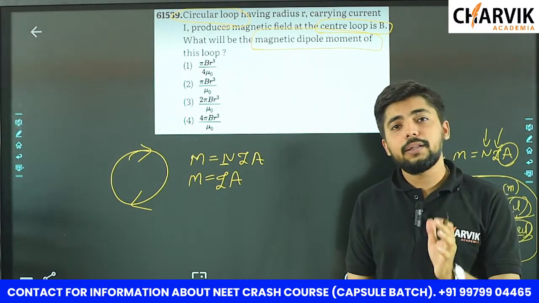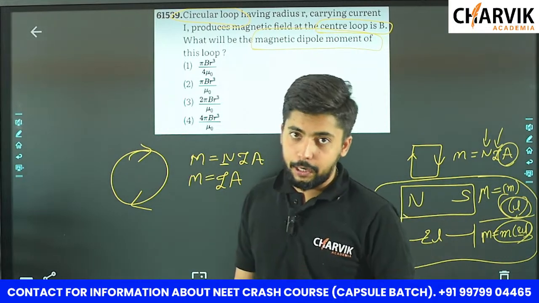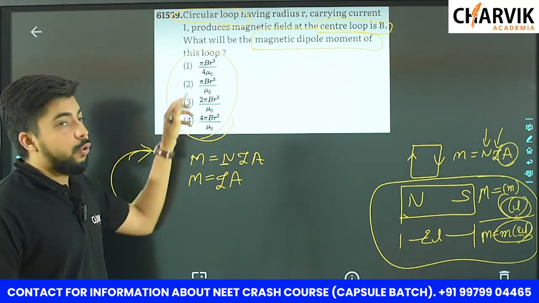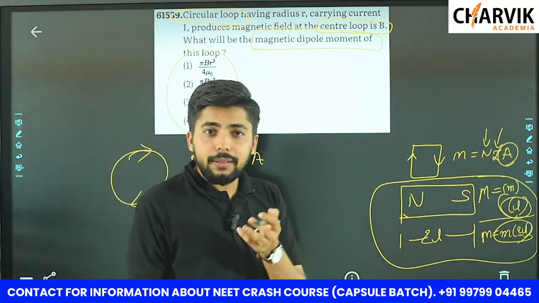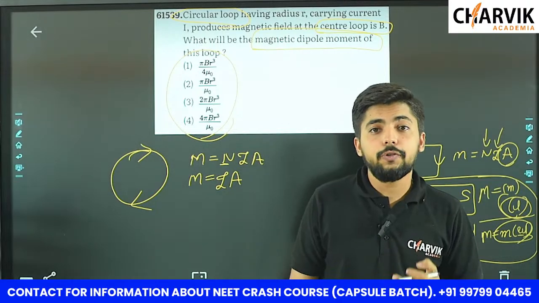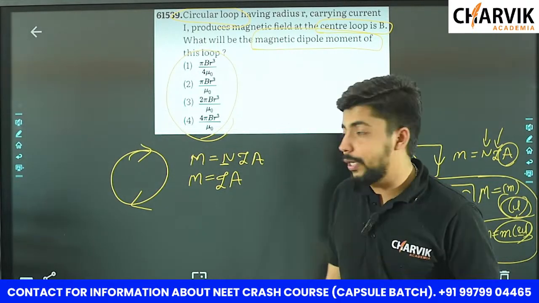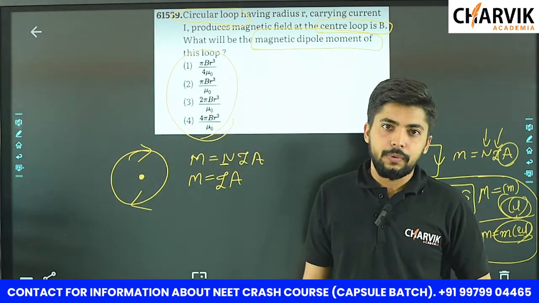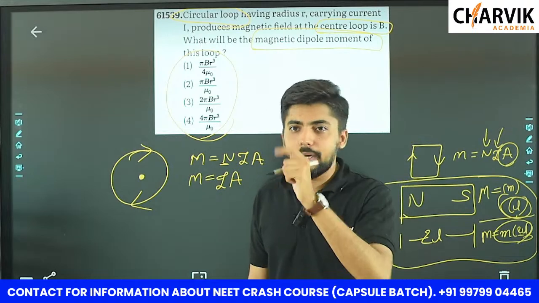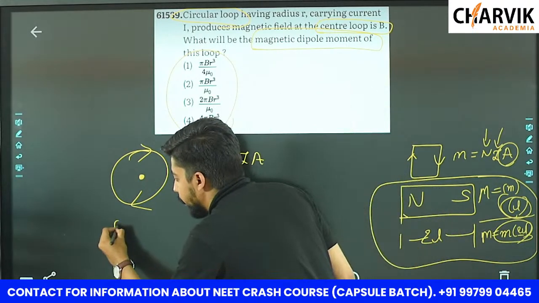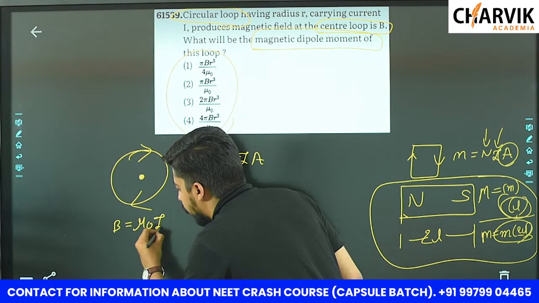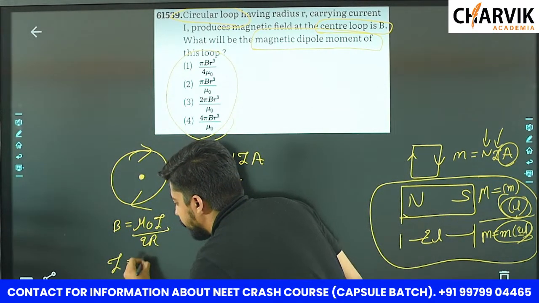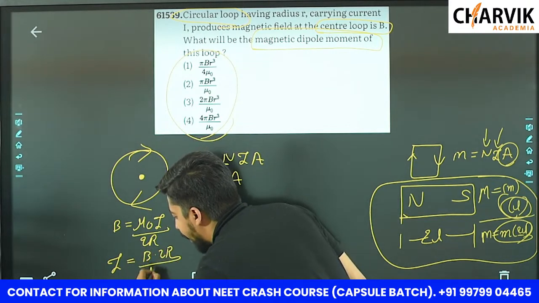Now how will you get the value of the current? Because as you can observe in the options, there is no current in the formula. So they have converted the current in the form of the magnetic field. How will you do it? You need to know the magnetic field at the center of the loop. That formula is given in the 4th chapter, standard 12. The magnetic field is equal to mu naught I divided by 2R. Make current the subject. So current I will be B into 2R divided by mu naught.